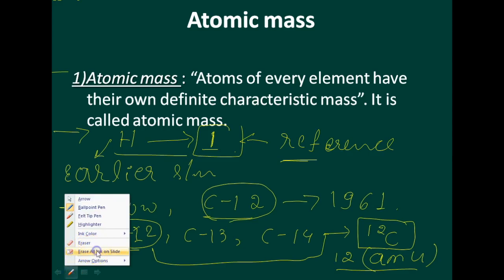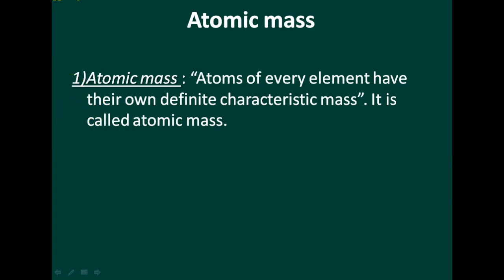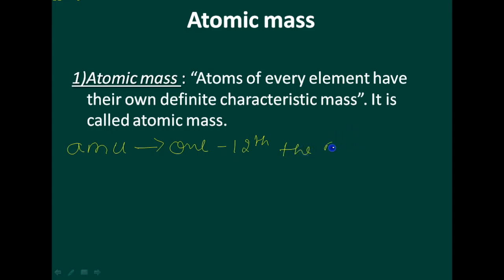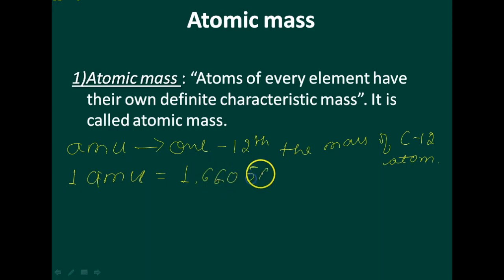So 1 AMU is defined as, AMU means atomic mass unit, equal to 1/12 the mass of a carbon-12 atom. Okay, so this is about 1 AMU. 1 AMU is equal to 1.66056 into 10 raised to minus 24 gram.